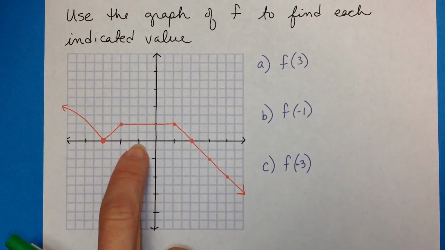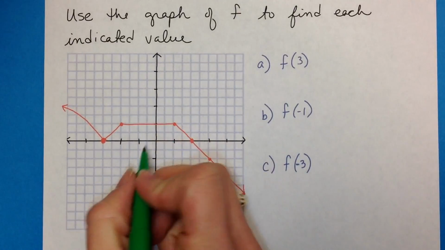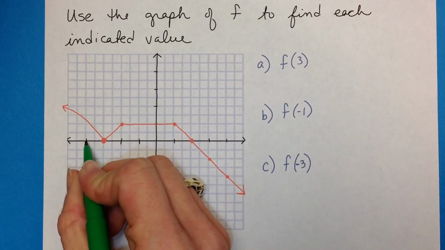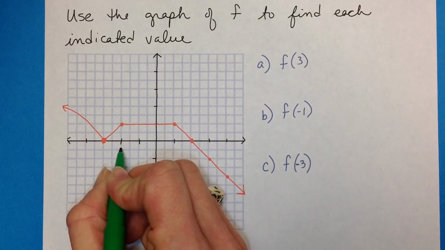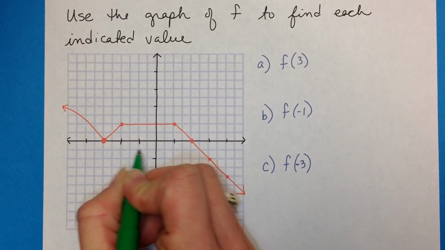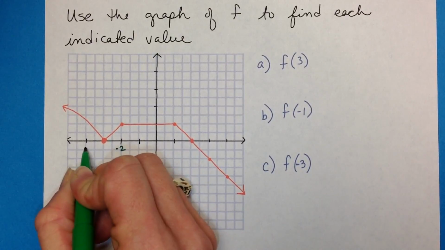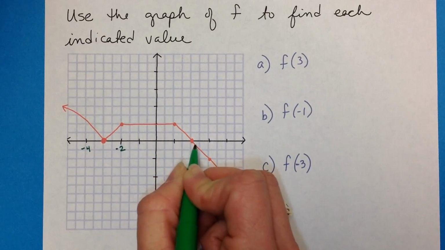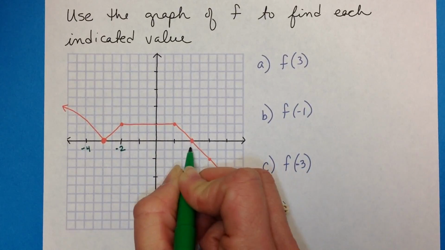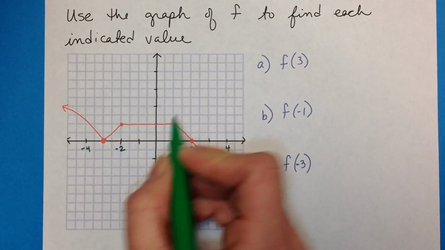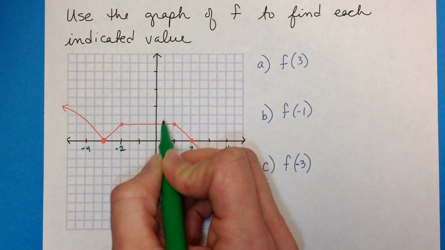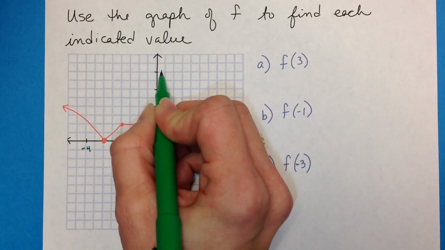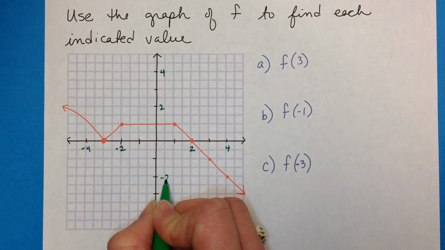The tick marks that I have are by 1. So this is -1, -2, -3, -4. Let me just mark a couple of them. And same thing here. This is 1, 2, 3, 4. So this would be 2, this would be 4. Same thing going up and then down.